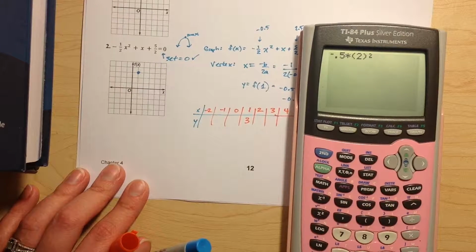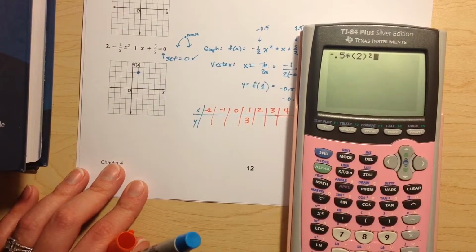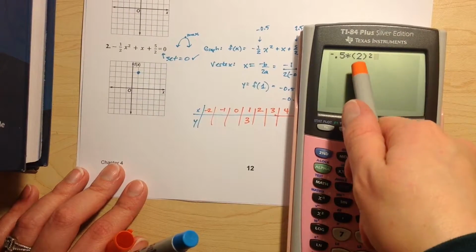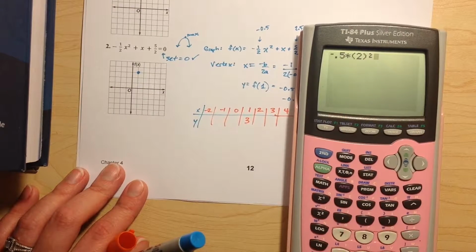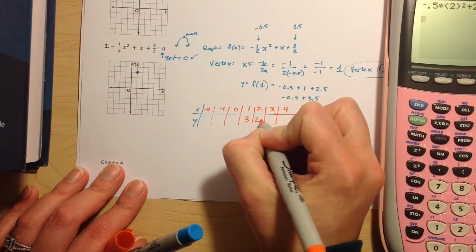Remember to put the parentheses around the number and then square it. It's not such a big deal here because it is positive, but especially if you're dealing with negatives, make sure that it is in parentheses first before you square it. Then I need to add 2, then I need to add 5/2, which is 2.5. So I get 2.5. How fun.